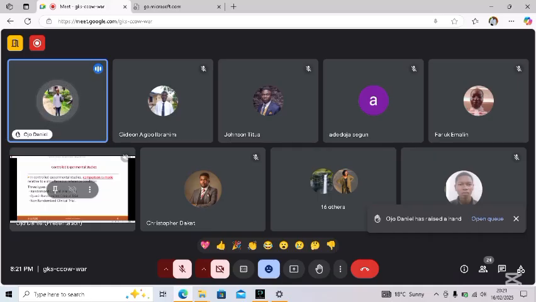Now, we have three types of controlled experimental study. Number one is randomized clinical trial, while in other articles it is written as randomized control trial. Randomized control trial and randomized clinical trial are all the same. The second one is quasi-randomized clinical trial. And the third one is non-randomized clinical trial.